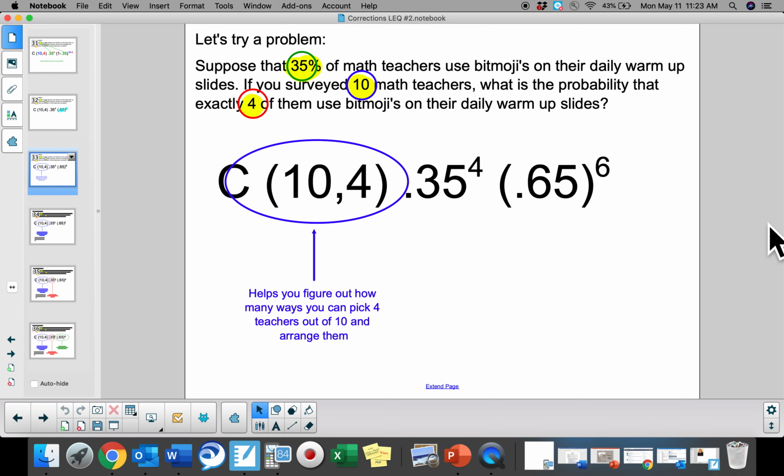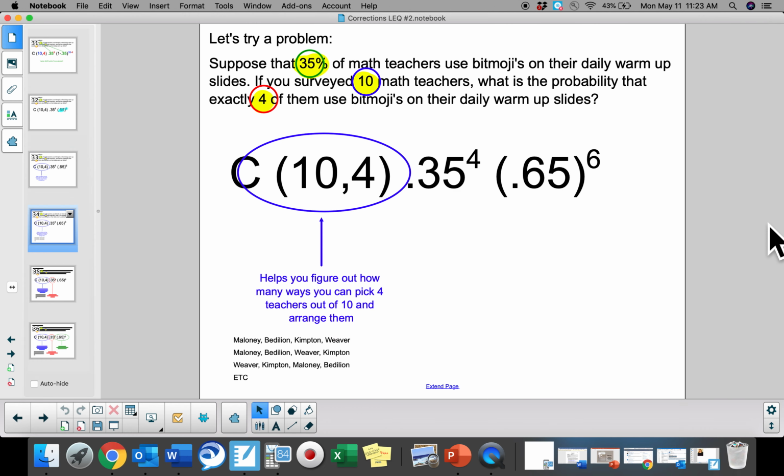The first piece helps you figure out how many ways you can pick 4 teachers out of 10 and arrange them. It would be like listing: Maloney, Badillion, Kimpton, Weaver, Maloney, Badillion, Weaver, Kimpton, Weaver, Kimpton, Maloney, Badillion, until you've found all the different ways you can rearrange those 4 teachers. It would be a big long list. We don't want to do that. That's why we use the C.